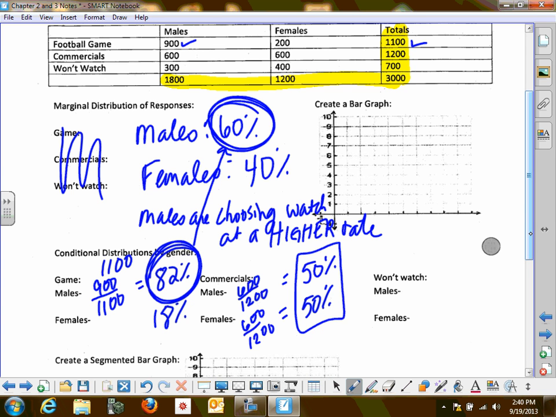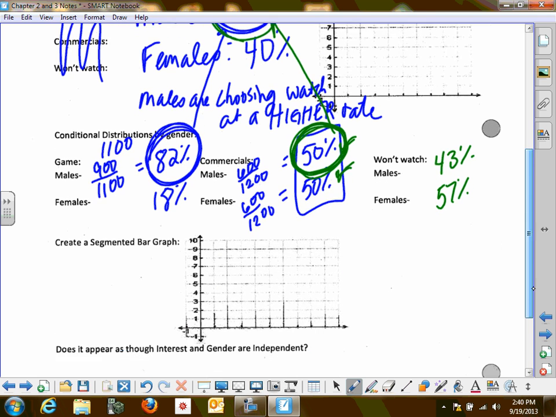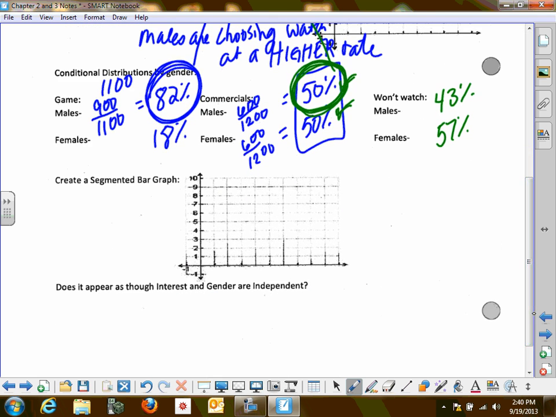Because you do not compare males to females. You compare males for the commercial to males overall. Do you hear me? You do not compare males to females. You compare males for commercials to males overall, and those are different, so therefore something is happening. Likewise, this one ends up being 43% and 57%. So let's make a picture and see what the picture looks like when something is happening.